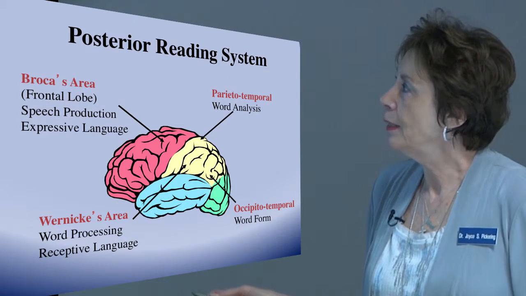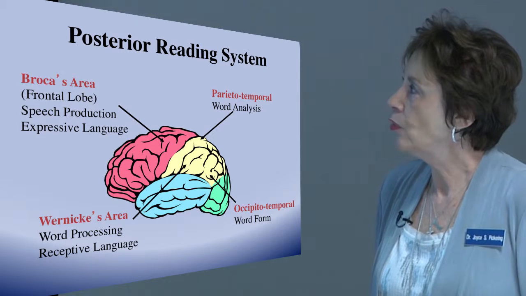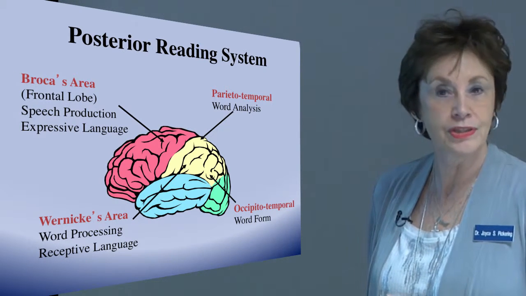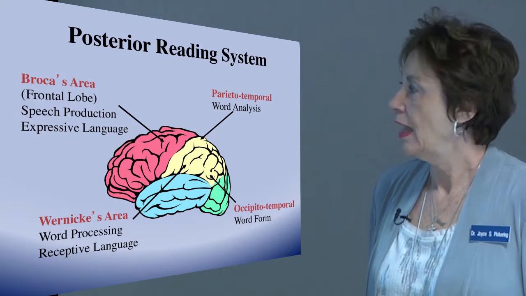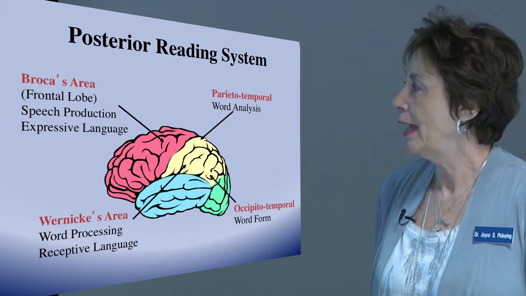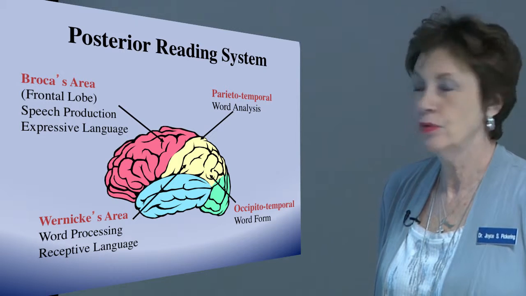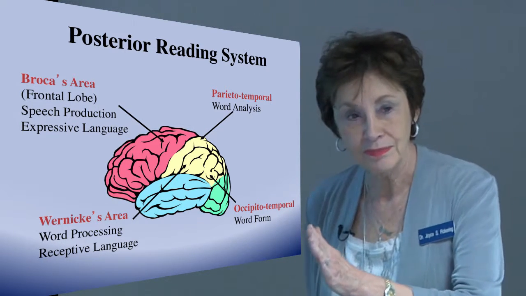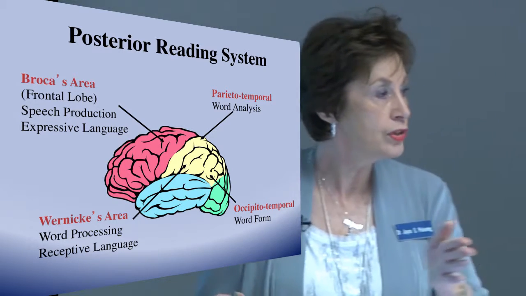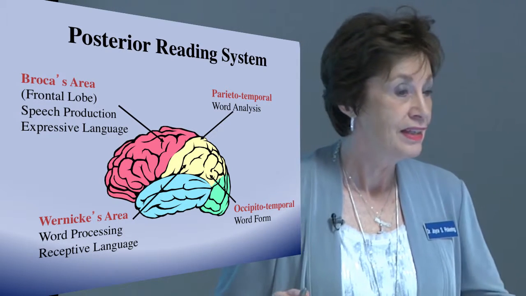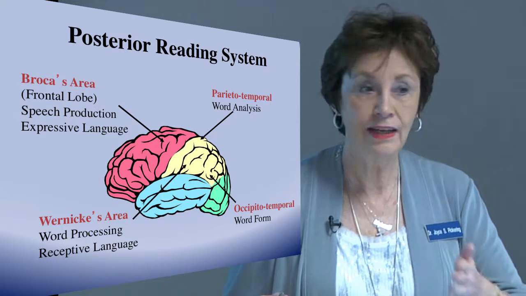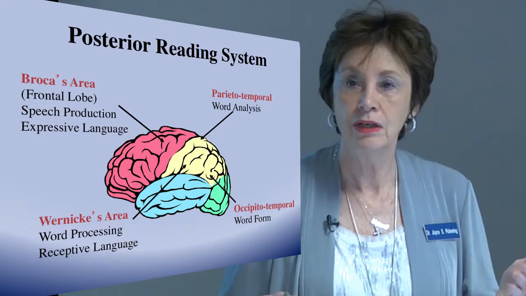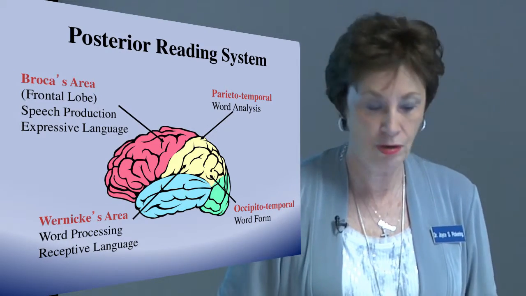There's an area up here in the brain, parietal temporal, that does word analysis, breaks words down. And an area back here, occipital temporal, that recognizes words without sounding them out. So after you see certain words over and over again, like and the and other sight words, you don't have to even attempt to sound them out. You just now know what those words are.